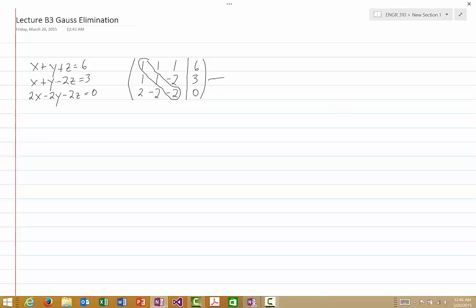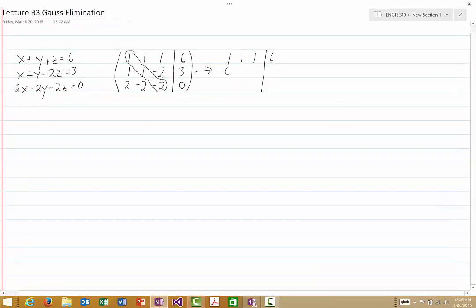Okay. So again, the first thing is to add negative 1 times the first row to the second row. Now that doesn't change the first row at all, so we still have 1, 1, 1, 6 there. When we add negative 1 times the first row to the second row, we'll get a 0 here, and a 0 here, and then negative 1 times this 1 will be negative 1, and negative 2 is negative 3. And negative 1 times 6 is negative 6, and 3 is negative 3.